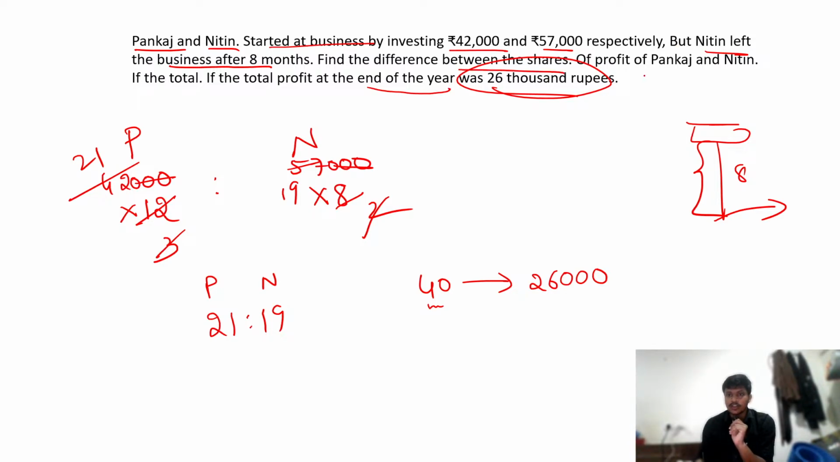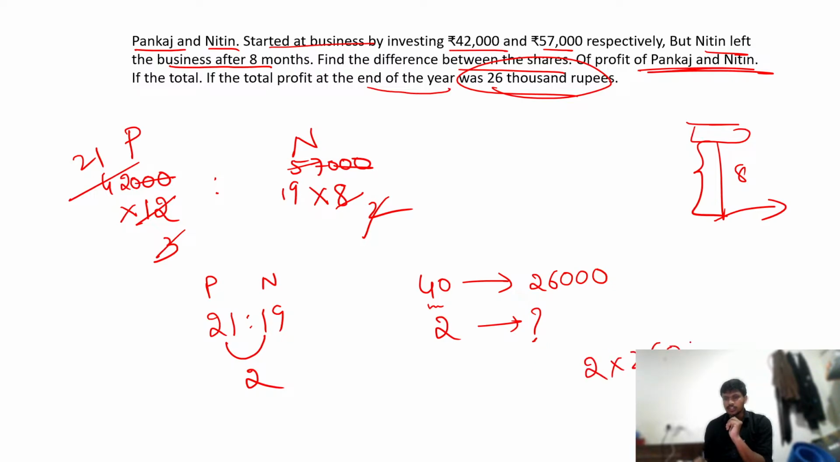Difference between shares of Pankaj and Nitin. What is difference between shares of Pankaj and Nitin? Pankaj is 21, Nitin is 19. So difference is 2 units. So what is the value of 2 units? If 40 units value is 26,000, difference 2 units value equal to how much? 2 into 26,000 by 40. 0, 0 cancel. 2 here, 2 times, here 13 times. So you are going to get the difference as exactly 1300.